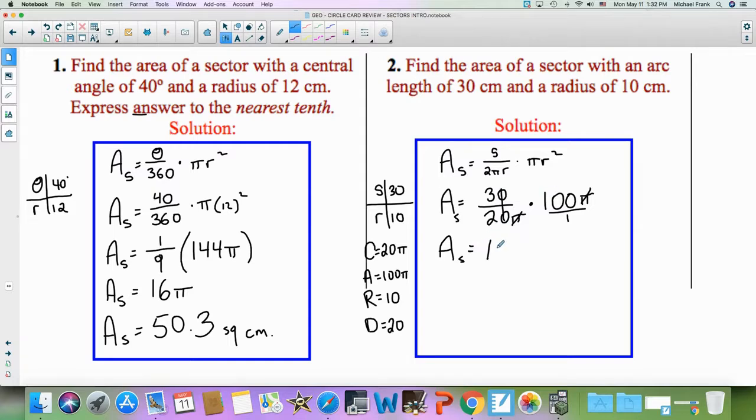I could do this all in my head. It's going to end up being 150 square centimeters. And there you have it. I used the arc length over the circumference to figure out what fraction, which was 3/2 of the circle.